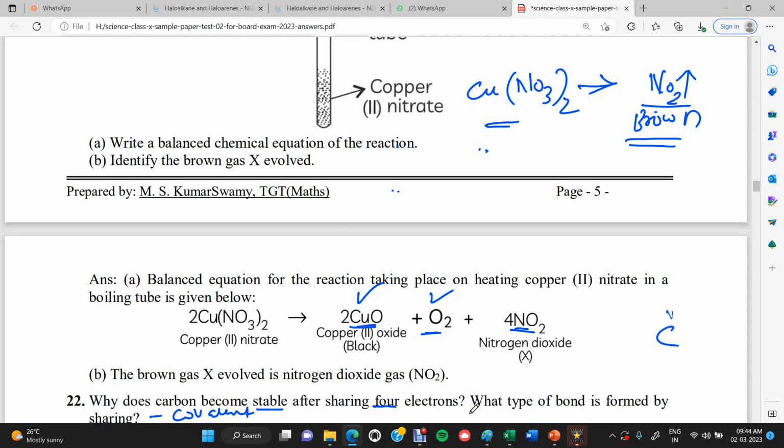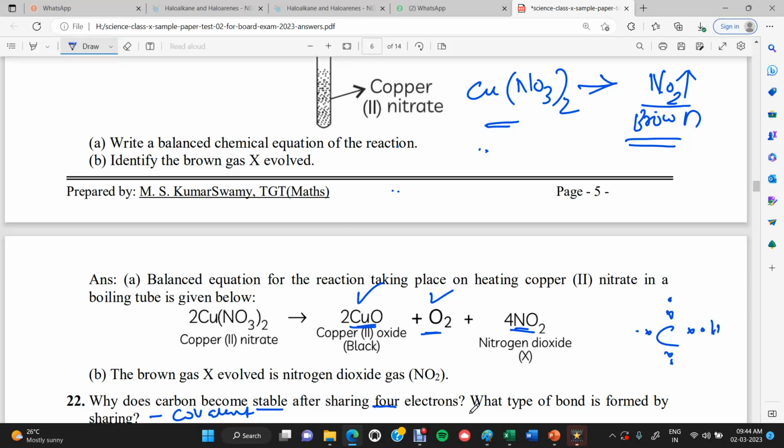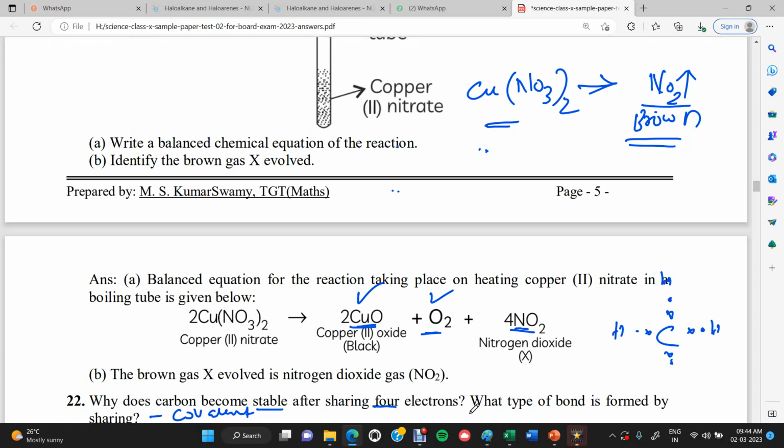Listen here. Already it is having 4 electrons. And if hydrogen gives one electron each, let us consider hydrogen in all the sites. Now the number of electrons present around the carbon is 8. So 2, 2, 2, 2. 8 electrons are there. So 8 electrons lead to stability, right? That is why the carbon is stable.